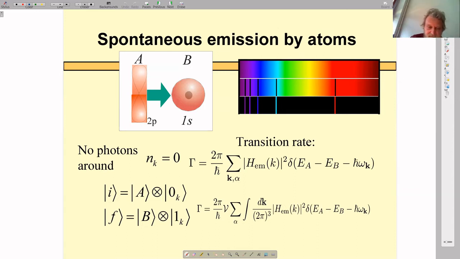Let's talk about atoms. Let me consider a typical situation of an atom. In this case, the ground state of an atom usually corresponds to S state. Let's talk about hydrogen atom for simplicity. It has only one electron, which in its ground state is in S state. So this is a spherically symmetric state.